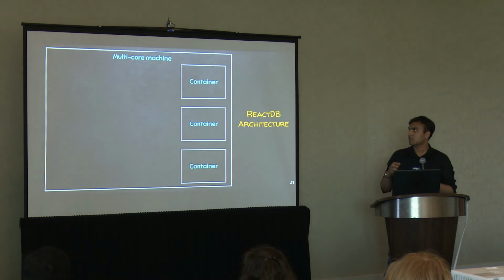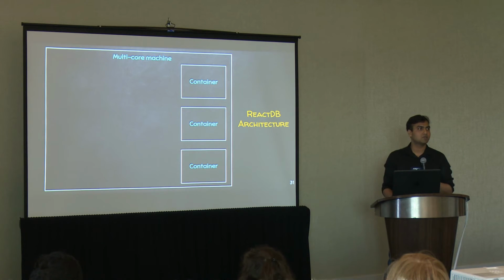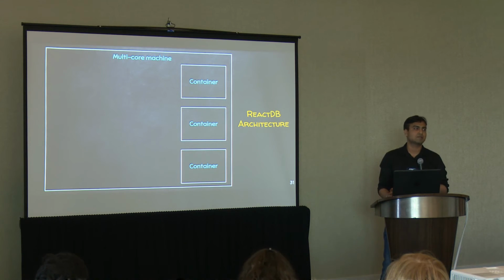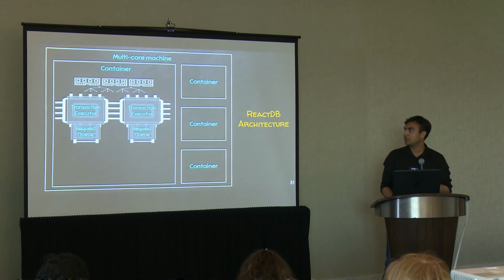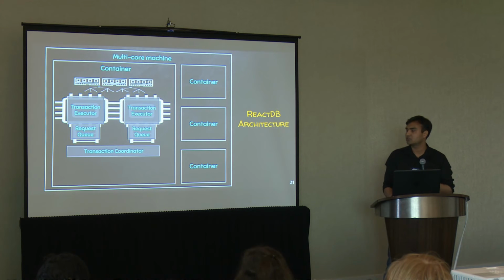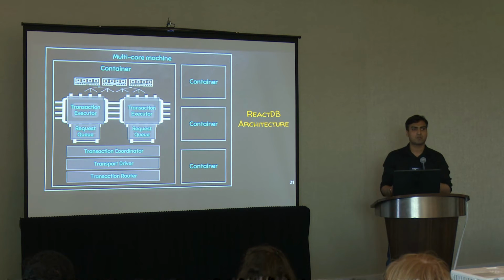Now, the architecture of our system visualizes a multi-core machine as a set of containers, where each container consists of a set of transaction executors and their request queue. You have a transaction coordinator component that is responsible for commitment of transactions across containers, a transport driver component that is responsible for messaging across containers, and a transaction router component that is responsible for routing a specific method invocation to a specific transaction executor.